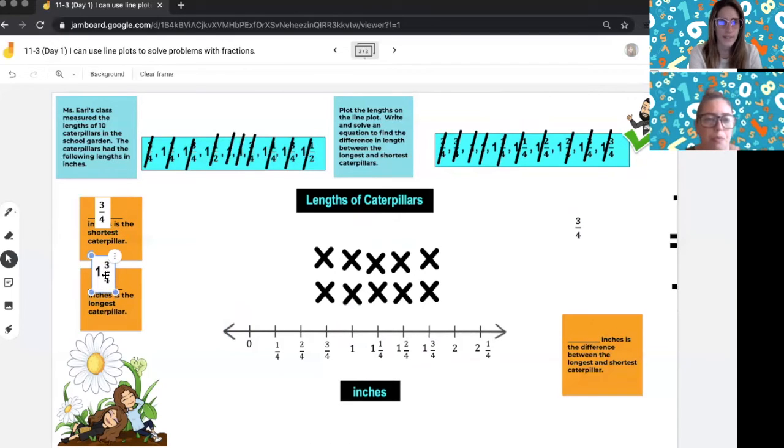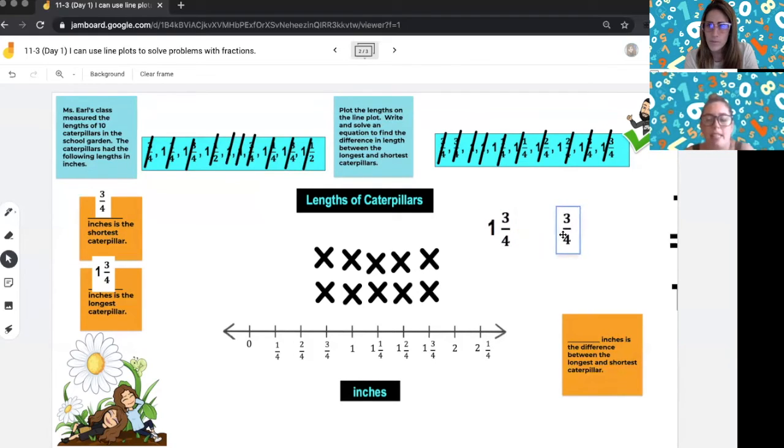So what I did here is I kind of just duplicated these numbers because I know we're going to use them when we set up our equation. Good idea. So we need to find the difference between the longest caterpillar and the shortest caterpillar. So the longest caterpillar is 1 and 3/4 inches long.